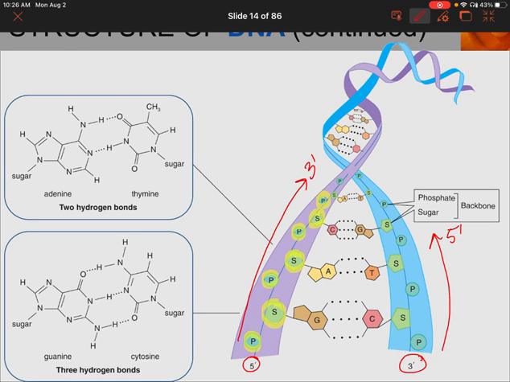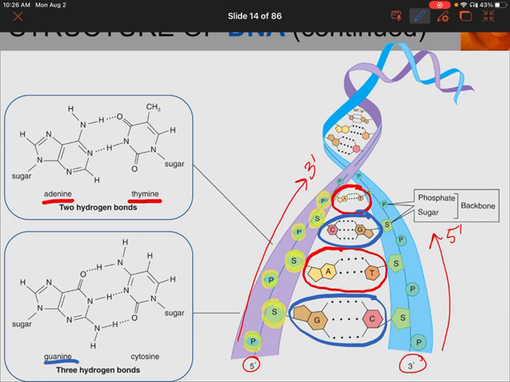Now, also notice that we have all of our nucleotide bases. So we've got adenine, thymine, guanine, and cytosine. And notice that adenine, A, is only bonded to thymine, T. So adenine only bonds to thymine and vice versa. Guanine only bonds to cytosine and vice versa. So we can only make AT bonds or TA bonds. And then we can only make GC or CG bonds in DNA.